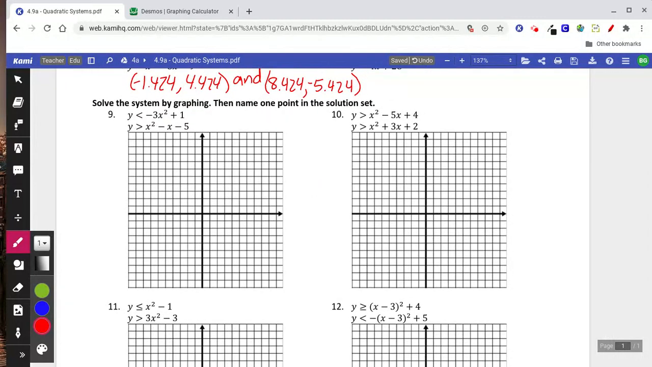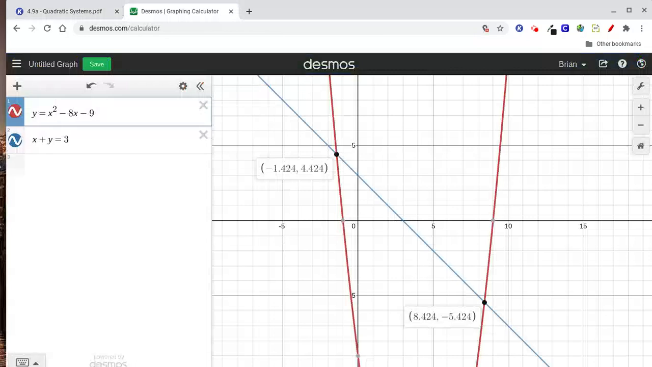Now we're going to solve the system by graphing. You should be able to tell that these are going to be parabolas. You're going to have a dotted parabola that opens down, and the less than means we shade down. And then greater than means it's a dotted parabola that opens up, and we're going to shade up. So that's kind of what it looks like, but let Desmos do it.